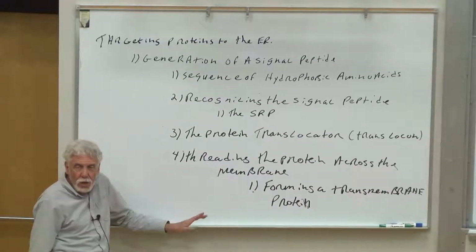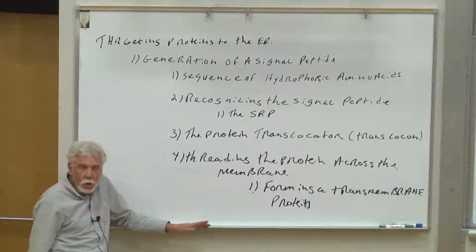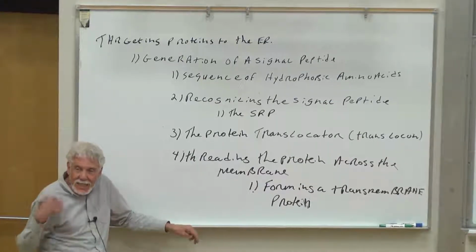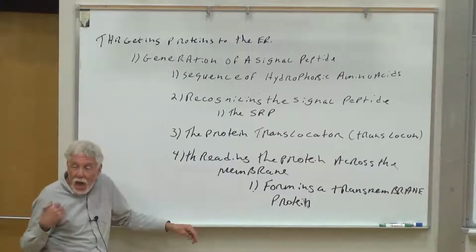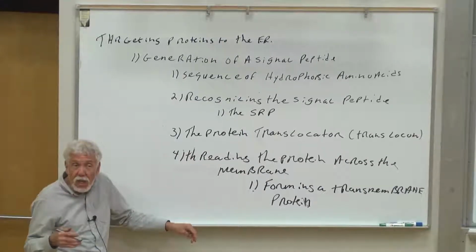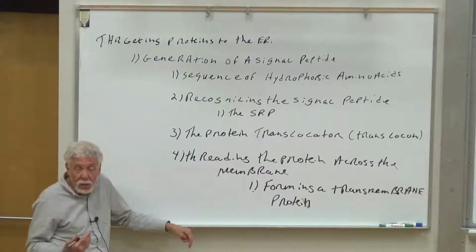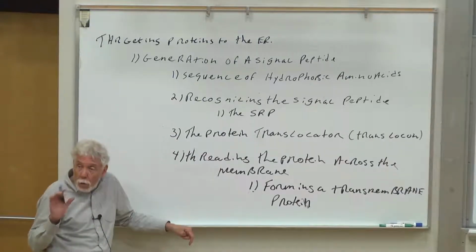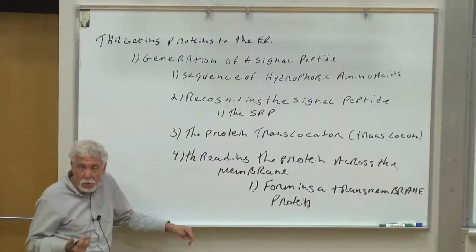So what we're going to try to do today is pick up on where we left off last time and extend the ideas of generating a protein that's going to end up free in the cytoplasm. That is, those proteins that we talked about last time were those that were produced on free ribosomes.